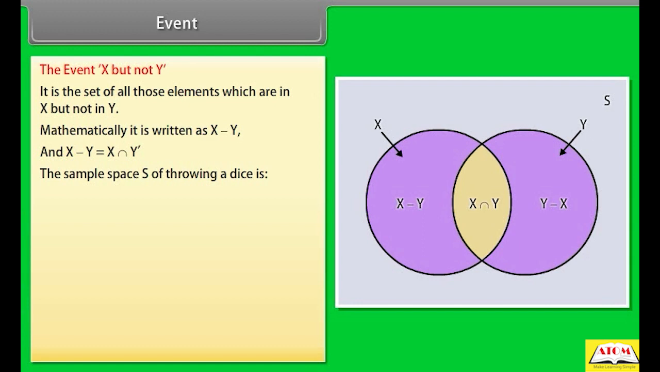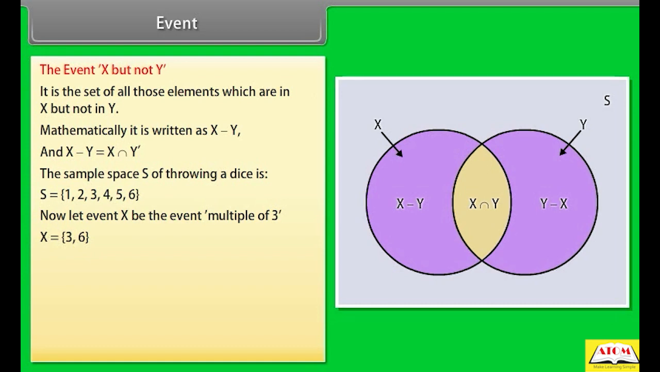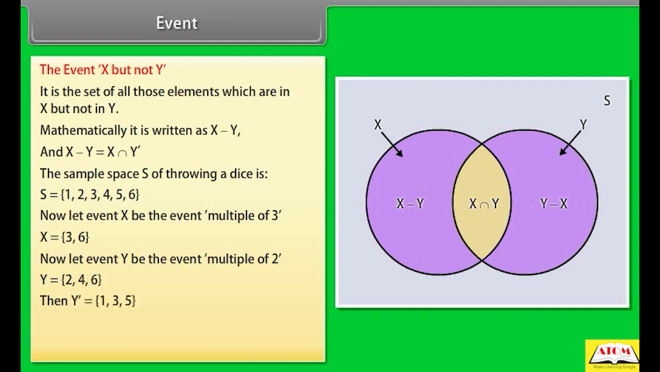The sample space S of throwing a dice is S = {1, 2, 3, 4, 5, 6}. Now let event X be the event multiple of 3. X = {3, 6}. Now let event Y be the event multiple of 2. Y = {2, 4, 6}. Then Y dash is equal to {1, 3, 5}. The event X intersection Y dash is equal to {3}.